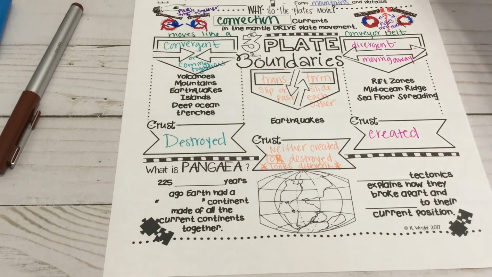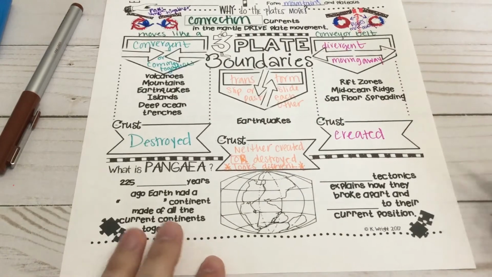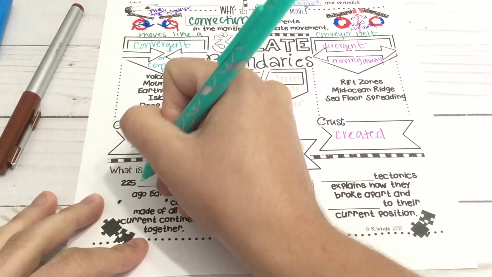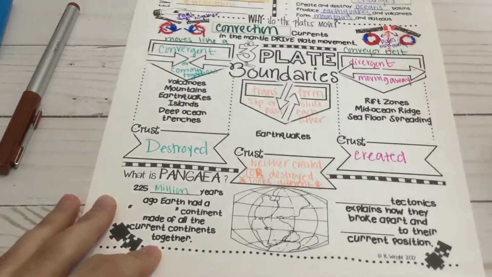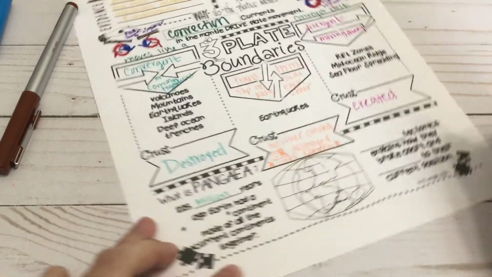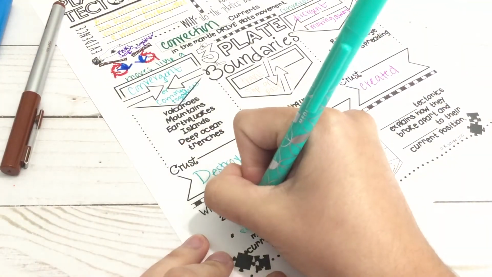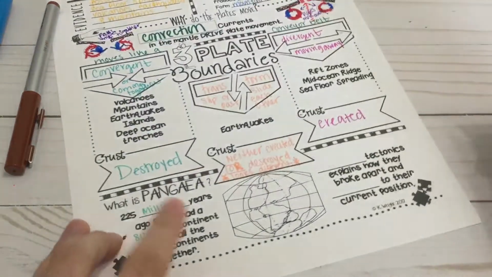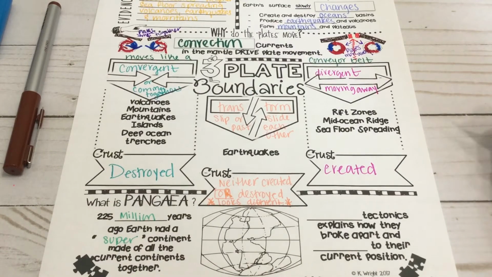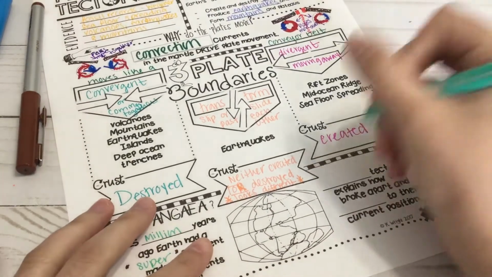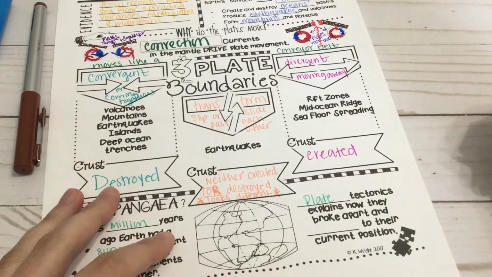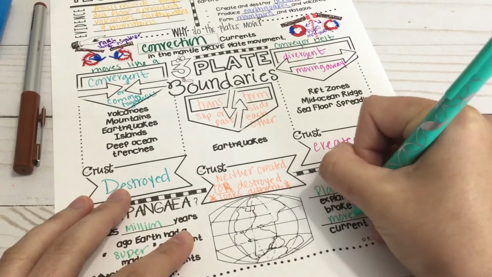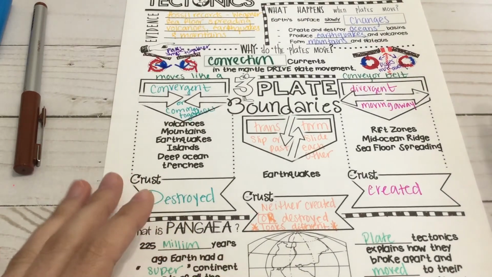So what is Pangea? We talked about Pangea quite a bit last week, and hopefully you remember. So 225 million years ago, Earth had a supercontinent made up of all the current continents, and it was called Pangea. Okay. Plate tectonics explains how they broke apart and moved to their current positions.